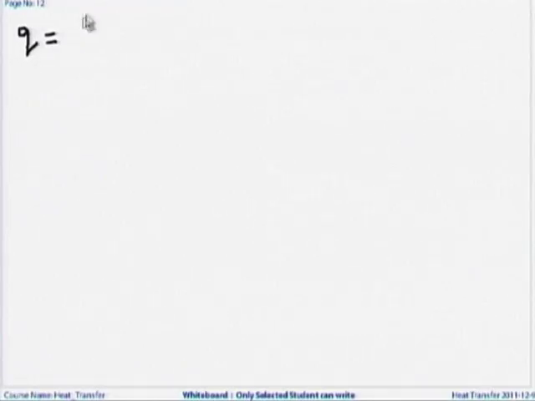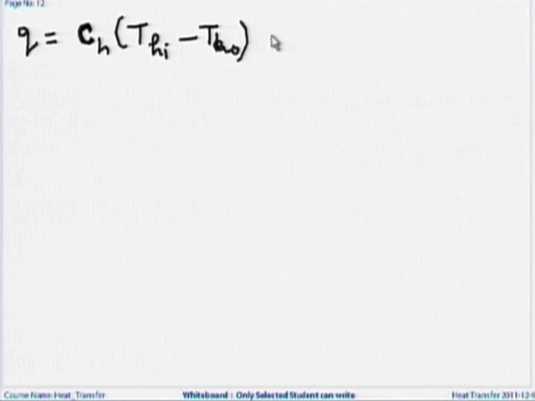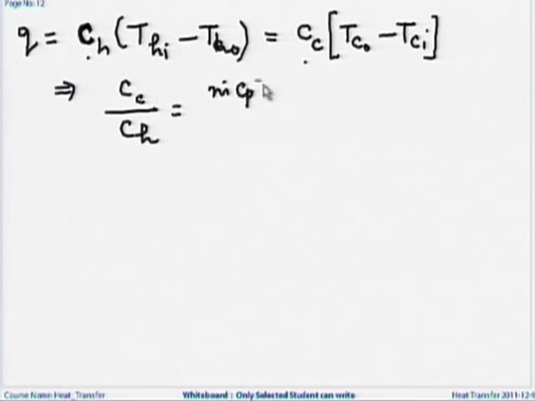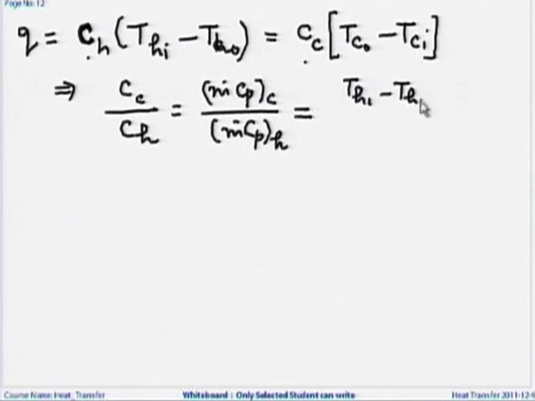Q is equal to Ch, capital Ch, I hope the capitals are clear, times Th inlet minus Th outlet. Heat loss by hot fluid is correct. This is m dot Cp, this is another m dot Cp. Therefore, let us say Cc by Ch, that is m dot Cp cold divided by m dot Cp hot, is equal to Thi minus Tho divided by Tco minus Tci, right.